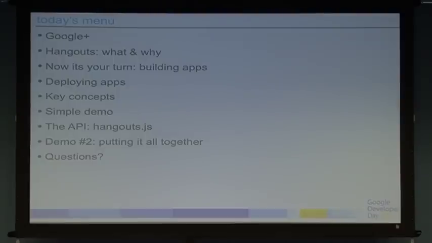Then we're going to go right into the code and talk about how you build a Hangout app, how you deploy that app, and the key concepts you have to understand to build successful apps for Hangouts. Then dive into a very simple demo example, a little bit more than a hello world, an actual functional application. Then go through the APIs themselves. And finally, go through that big demo, what we call the putting it all together demo, and show you some of the code that we put in there to make it all work together. And finally, finishing off with any questions you might have.